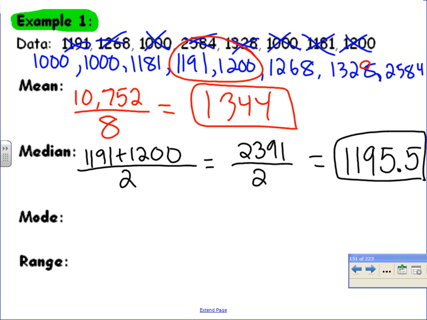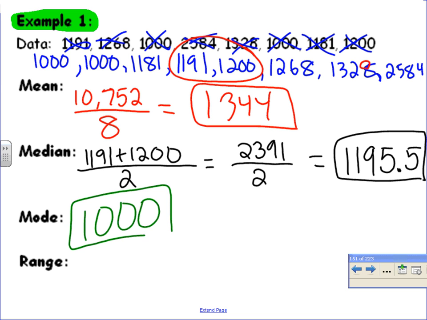Justin? Good. And the mode is 1,000. Justin, why is that the mode? Good job. 1,000 occurs most often. It's listed there twice, so that is the mode, the number that occurs most often. Jeremy?